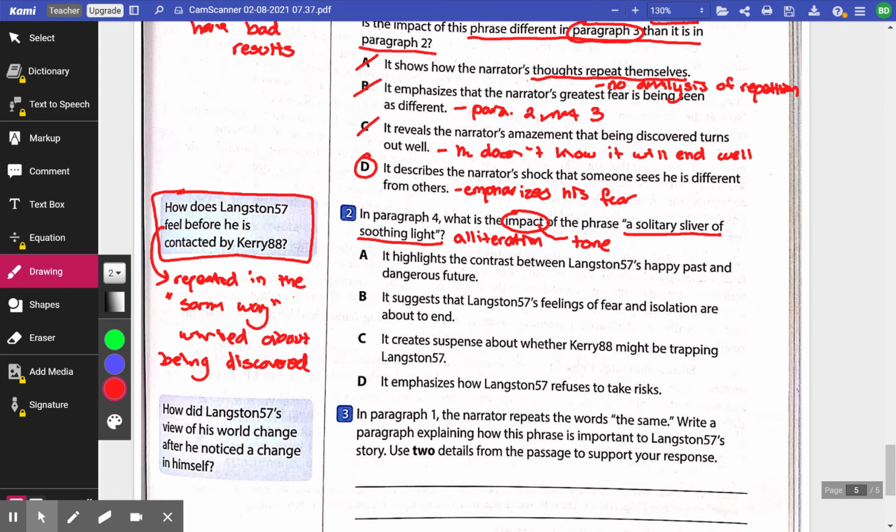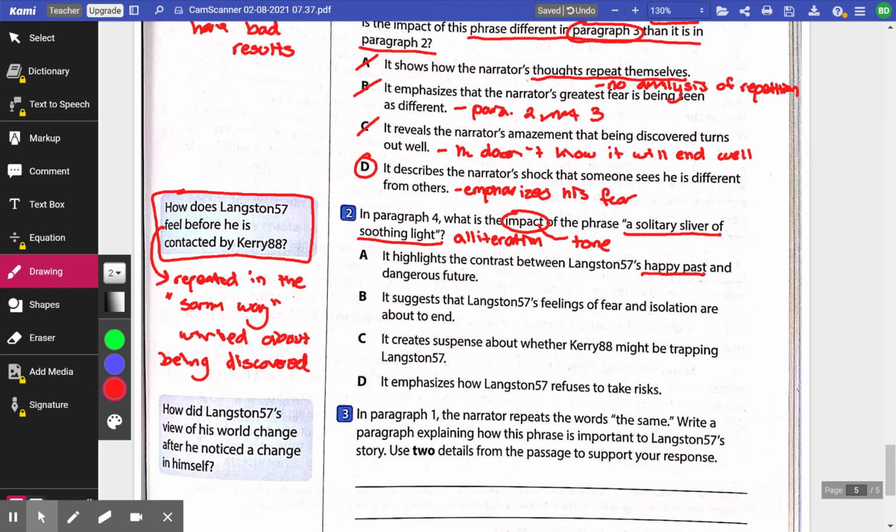So answer choice A says it highlights the contrast between Langston 57's happy past and dangerous future. If you think about Langston's past, paragraph 1 mentions how he's living the same day over and over again, because he does everything in the same way and nothing is different, because they're all identical clones. He doesn't really use words that make us think that his past is happy.